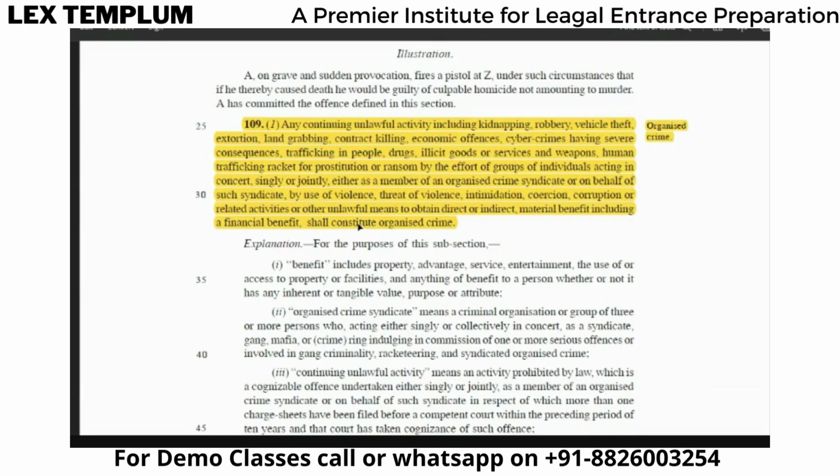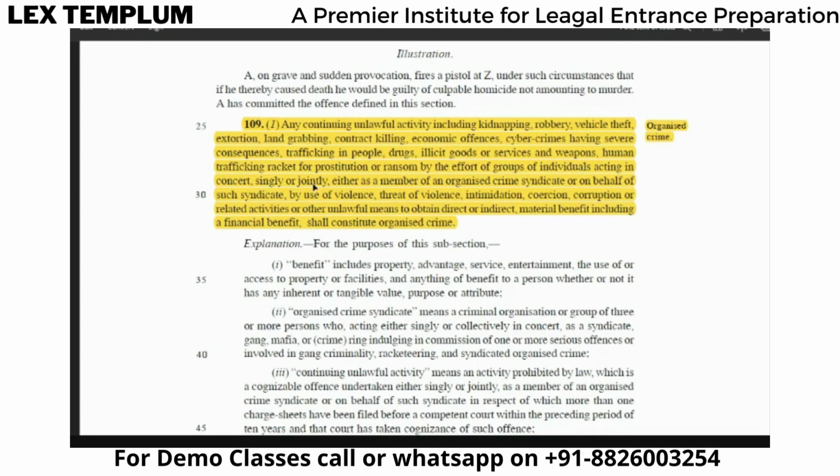First thing, organized crime is continuing unlawful activity that includes kidnapping, robbery, vehicle theft, extortion, land grabbing, contract killing, economic offenses, cyber crimes having severe consequences, trafficking in people, drugs, illicit goods and services and weapons, human trafficking racket for prostitution or ransom by the effort of groups of individuals acting in concert, singly or jointly.